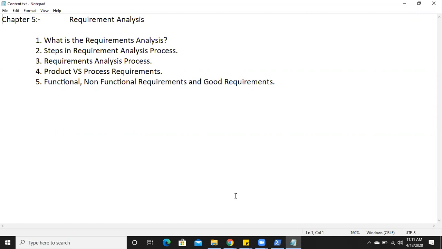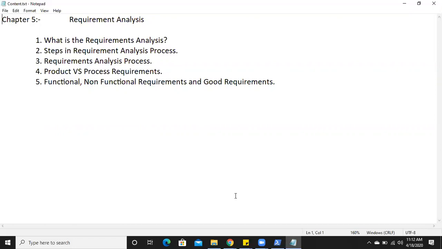These sessions are specially meant for BCA final year students. In these sessions, we are studying the system designing concepts. In the last classes, we completed the four chapters of unit number 1. In this session, we will move on to our next chapter, which is requirement analysis.